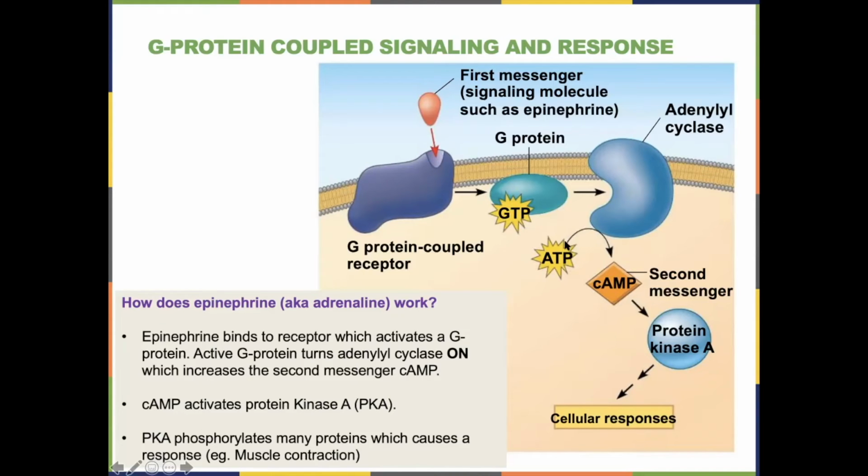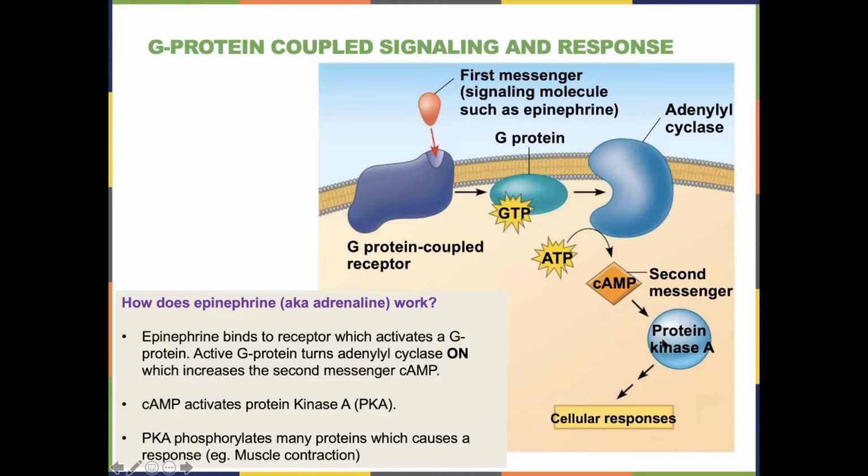Adenylyl cyclase takes ATP and rather than turning it into ADP, actually turns it into a particular molecule called cyclic AMP. The M here stands for mono. So this is actually an ATP molecule that has lost two of its phosphate groups, and another chemical change makes it cyclic, circle back on itself. This cAMP is a second messenger. A second messenger is a molecule within this signaling cascade that serves to pass on and amplify the signal.